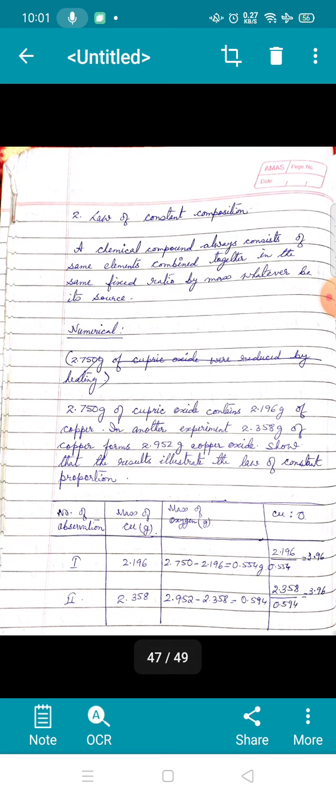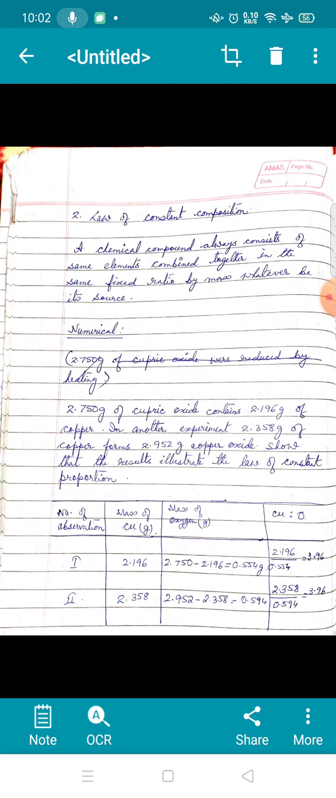Next law is law of constant proportion. It means that if a chemical compound forms between two or more elements, then it doesn't matter from where you collect the compound, it will always have the same elements, and not only the same elements, the masses of the elements will always be having fixed ratio.